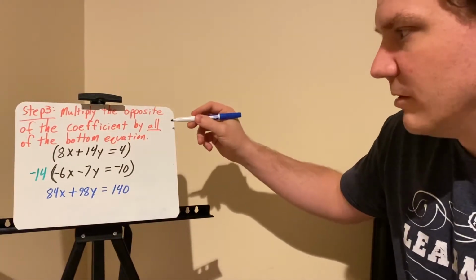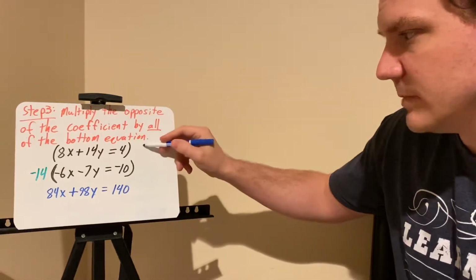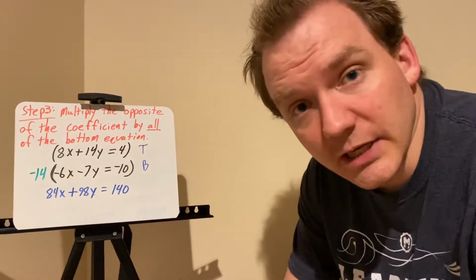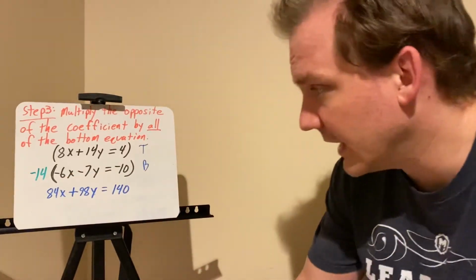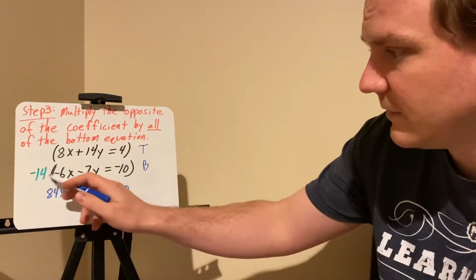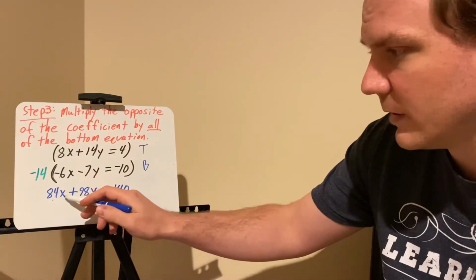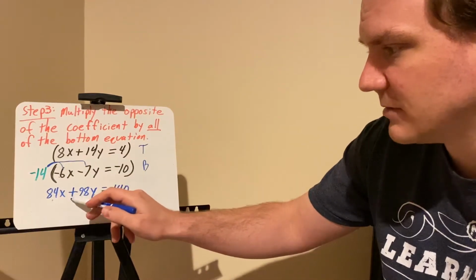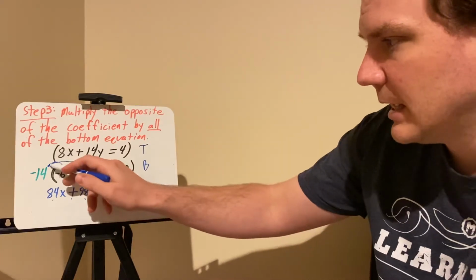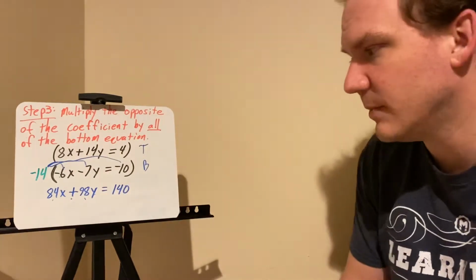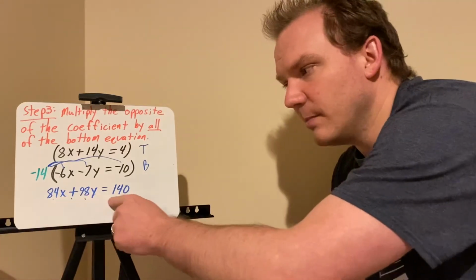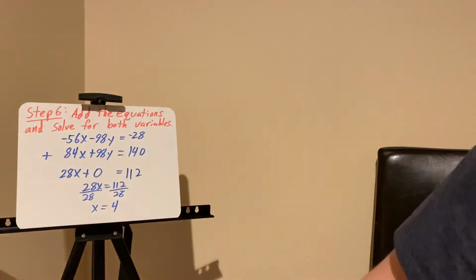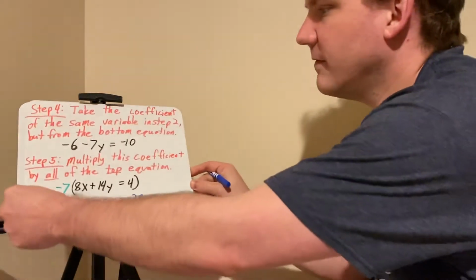Multiply the opposite of the coefficient by all of the bottom equation. So here's my top equation again, and here's my bottom equation. I take the opposite of the coefficient, negative 14, and I multiply that by the bottom equation. So negative 14 times 6 is negative 84, so I have negative 84x. Negative 14 times negative 7 would be positive 98, so now I'm going to add 98y. And negative 14 times negative 10 is positive 140. This equation I'm going to set aside for now and come back to it later. I'm going to go on to steps 4 and 5.